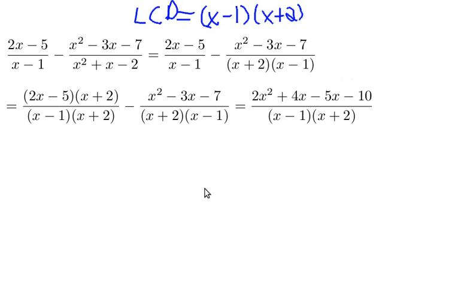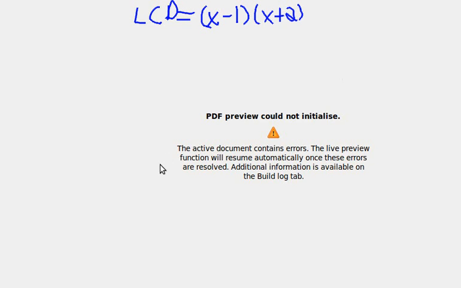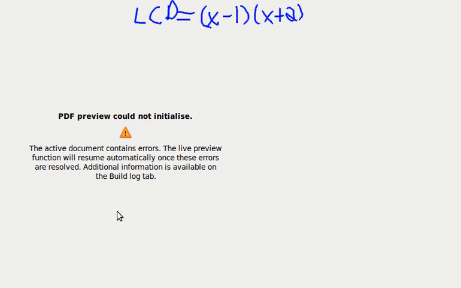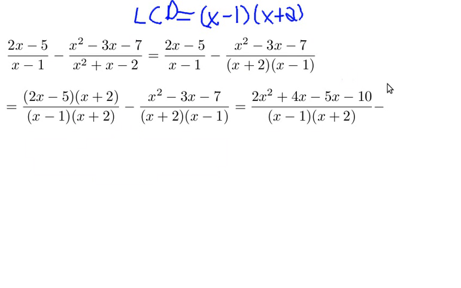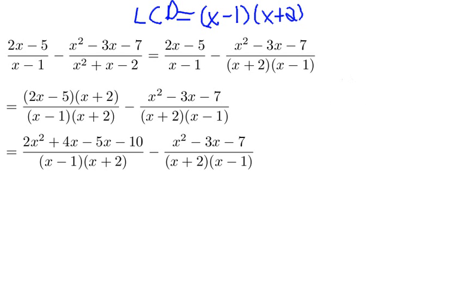I'll go ahead and switch to the, sorry, I accidentally changed the setting. So I'm going to go ahead and go to the next line after this one. I didn't mean for it to go this long. So we have x squared minus 3x minus 7 over x plus 2 times x minus 1. Okay, so let's go ahead, and I'm going to just make a line break right now.